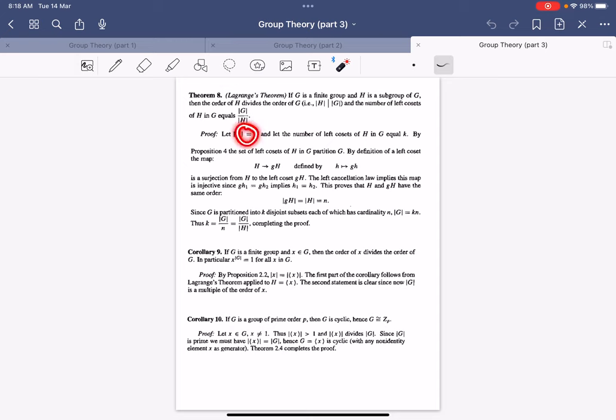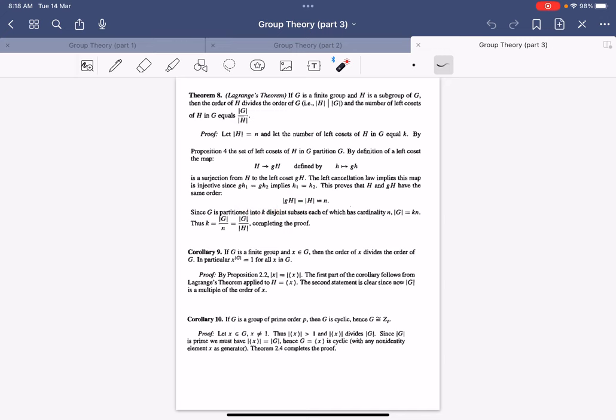So we let the order of H be n, and the number of left cosets of H equal k. By what we said earlier, we can form a partition, so G equals the union of the left cosets. And so the order of G is the number of left cosets times the order of H. It reduces to showing that every coset has the same size.